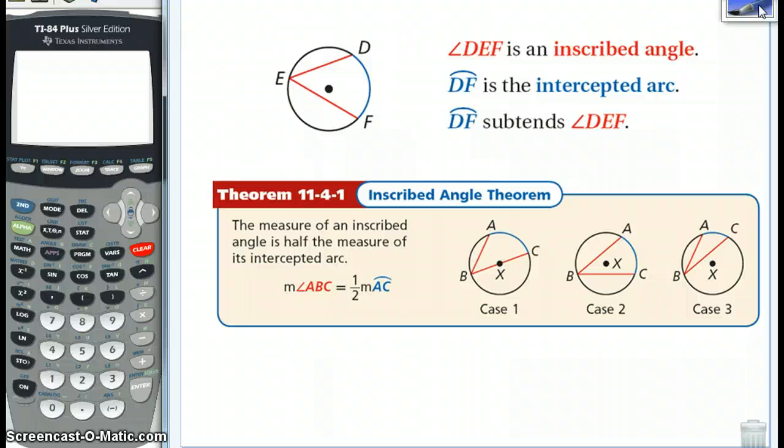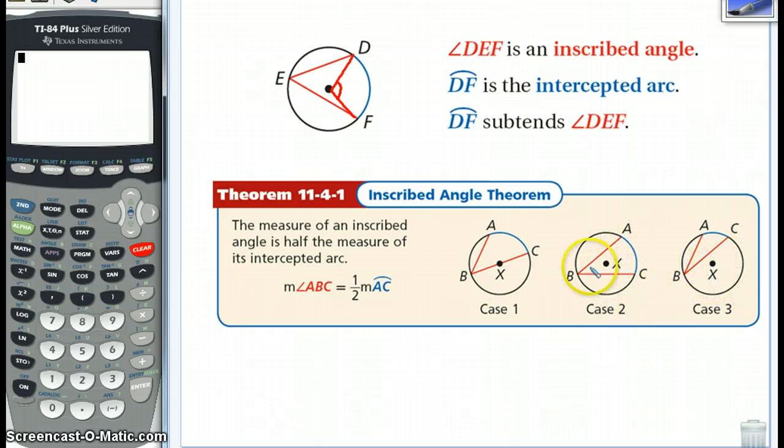Anyway, DEF is an inscribed angle. DF is the intercepted arc, and the arc DF subtends that angle. Now here's the interesting thing. You'll remember back, and I will actually turn to somebody in the classroom. The measurement of this arc was the same as what measurement? The angle, which, yes, Brenda? Central angle. The central angle. Well, the interesting thing is the inscribed angle is half as much as the central angle. And that's what this kind of confusing formula tells us right here. So, half the intercepted arc.